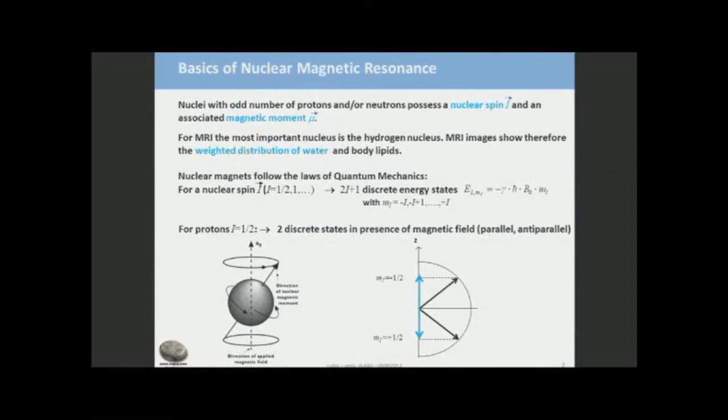essentially nuclei with odd numbers of protons or neutrons possess a nuclear spin, which are associated with the magnetic moment. They are, of course, microscopic features, which essentially means that the magnetic moments just have for a spin 1/2 nucleus two potential orientations in the magnetic field, either up or down or parallel or anti-parallel to this magnetic field, which is governed by two discrete different energy states.